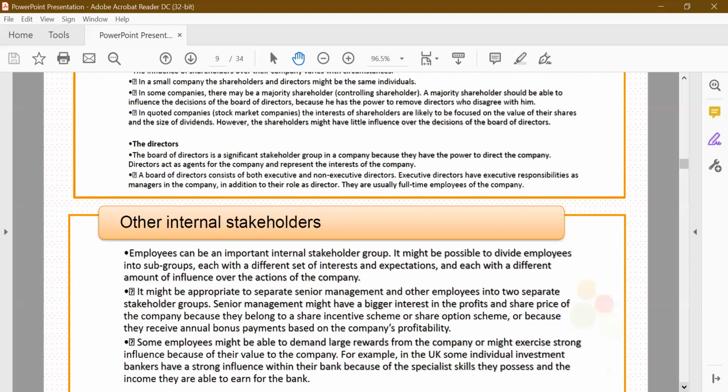Some employees also might be able to demand large rewards from the company or might exercise strong influence because of their value to the company. Some employees are very, very valuable to companies. For example, in the UK, some individual investment bankers have a strong influence within their bank because of the specialist skills they possess and the income that they bring to the bank. So if you go to top banks like JP Morgan, Goldman Sachs, some investment bankers have a high reputation. They have specialist skills, and they are able to bring huge amounts of revenue to the bank, right? So sometimes it might be a good idea to categorize employees.